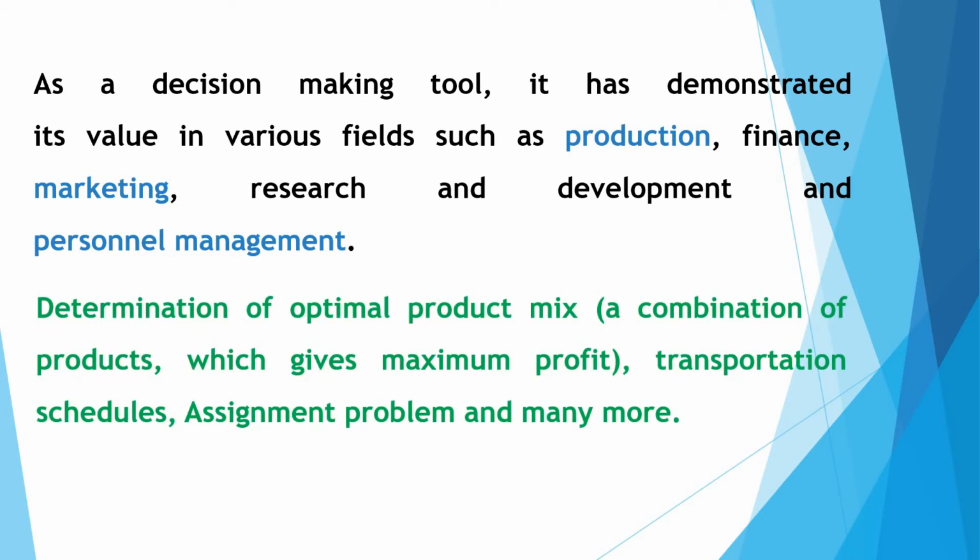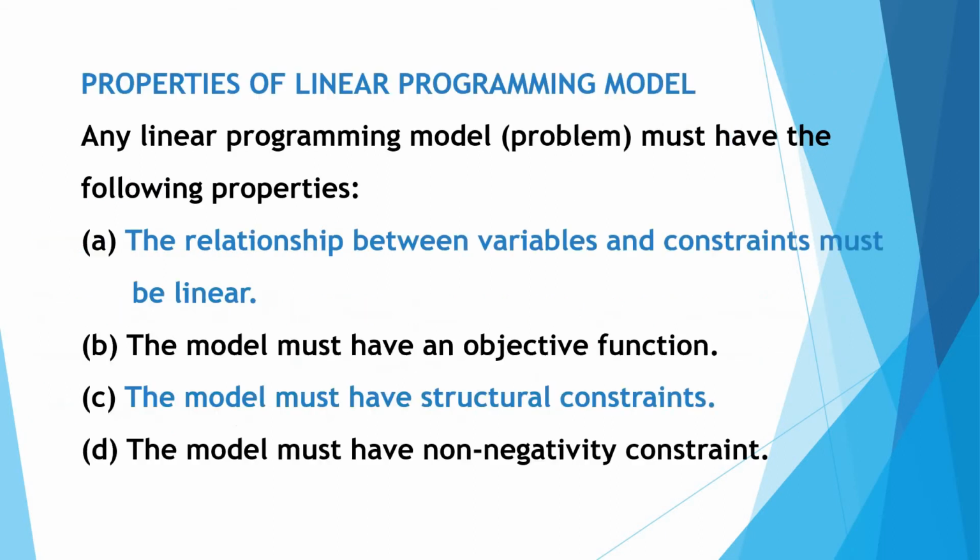So determination of optimal product mix, a combination of products which gives maximum profit, transportation schedules, assignment problems, and many more we will be studying in this coursework. So let us see what are the properties of a linear programming problem. These are the minimum 4 properties.